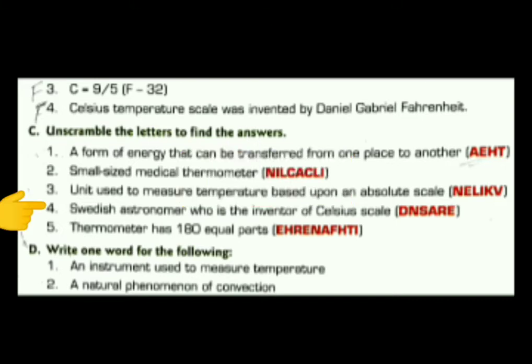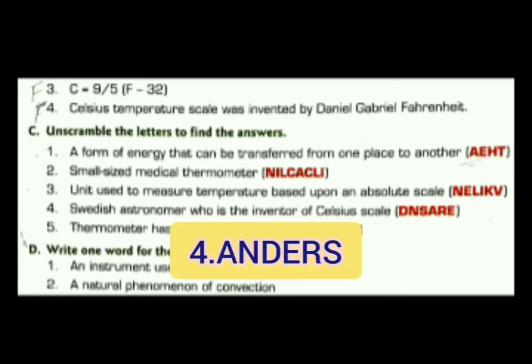And 4: Swedish astronomer who is the inventor of the Celsius scale. As you can see the given letters, on arranging you will get Anders, which is the first name of the inventor of the Celsius scale, Anders Celsius. So the answer of the fourth is Anders.